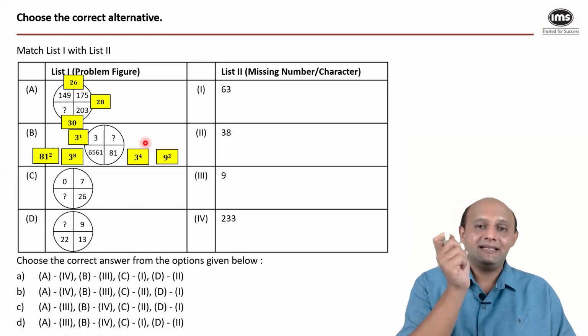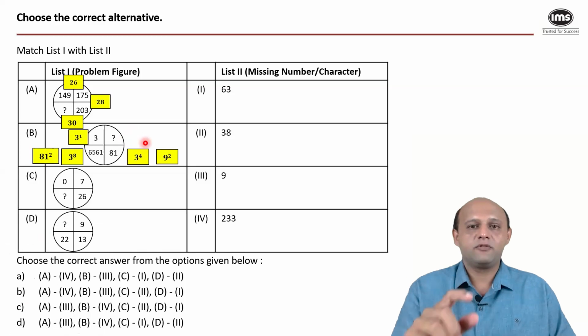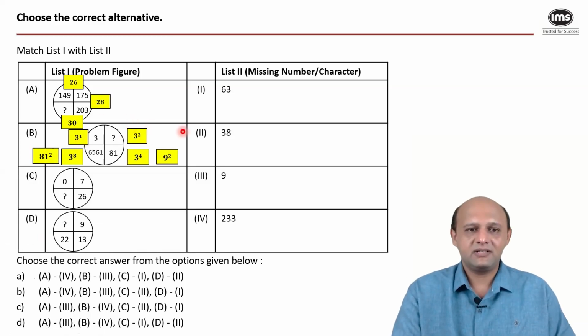Now, if you look at it in that context, square of 9, square of 81, you'll realize that this should be the square of 3. Makes sense? So 3, 3 square, 9, 9 square, 81, 81 square, 6561. So that completes the circle. So therefore, B matches with 3. And still we've not got the answer, because both options A and B are indicating that B matches with 3. Let's move on to the next one.